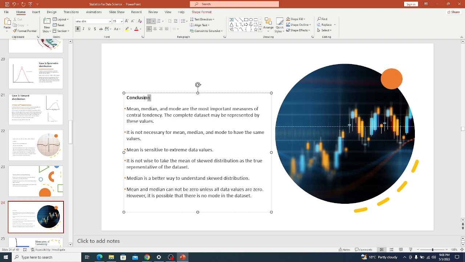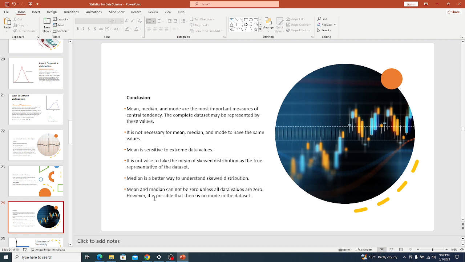So we have a conclusion on measures of central tendency. That is, mean, median, and mode are the most important measures of central tendency. It is not necessary for mean and median to have the same values. Mean is sensitive to extreme values, and it is not wise to take the mean of a skewed distribution as the true mean, or as a true representative of the data set.